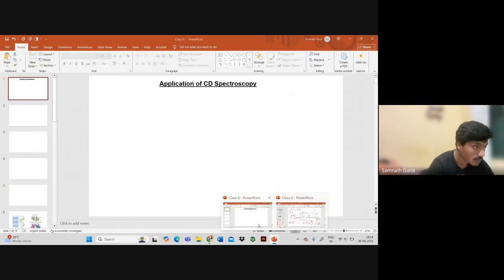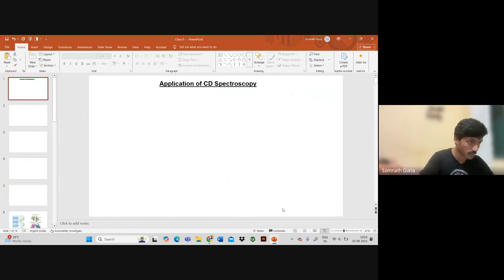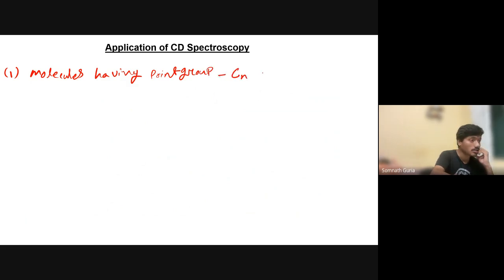Okay, so our discussion's first point will be: molecules having Cn and Dn point group will be optically active.